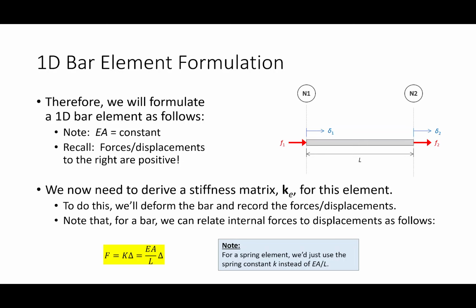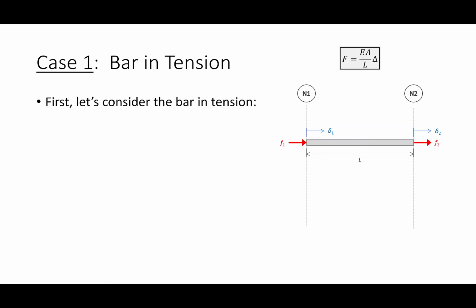Sound good? So here's how I'm going to do this. I'm going to start off with case 1, and I'm going to consider the bar in tension. So what does a bar look like when it's in tension? If I have the undeformed bar and I want to put the bar in tension, what do I do to the bar? Do I make the bar longer, or do I make the bar shorter? Longer. With me so far?